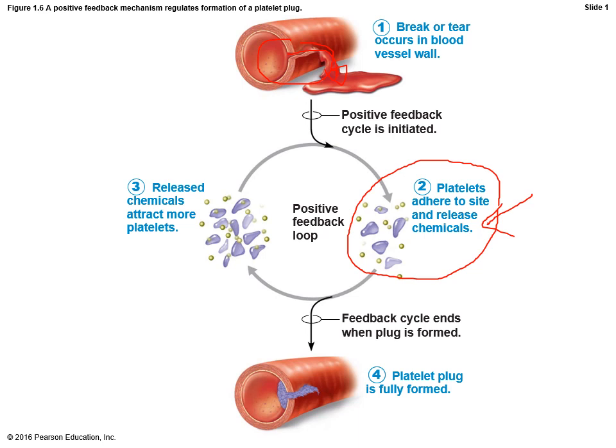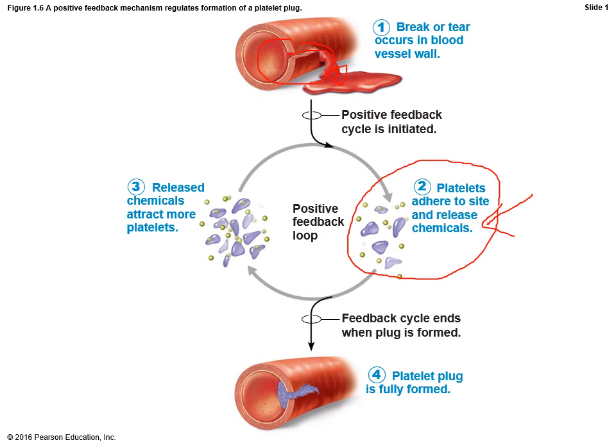Now, think about this. If this was a negative feedback system, that would mean that the minute that one platelet shows up, and remember, platelets can clot or coagulate, seal up that hole, then the stimulus would go away. That would be a negative feedback, right? One platelet is not enough to repair the damage on the wall.